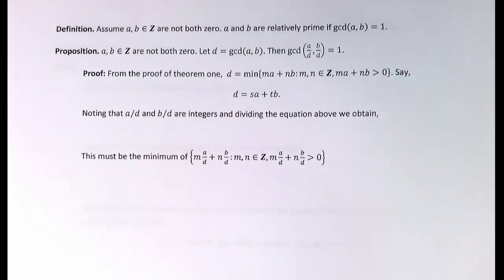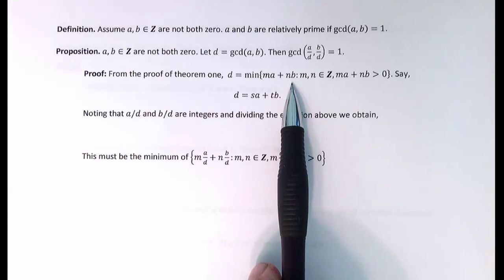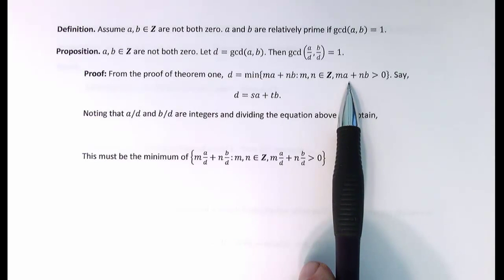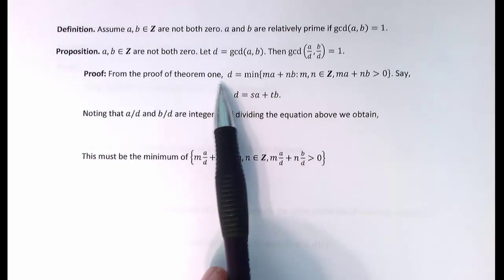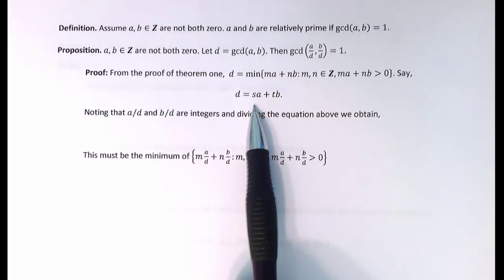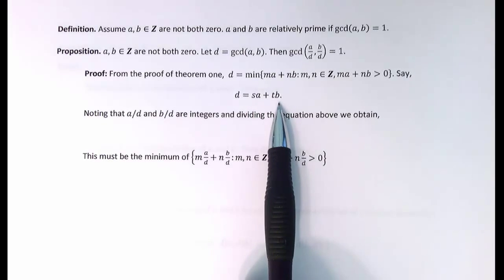We'll consider the set of linear combinations ma plus nb just as we did in that previous proof, where we want only those linear combinations that are strictly greater than 0. As in the proof of the previous theorem, we'll select the minimum of these to be d, and we know that that's the greatest common divisor. Let's say in this particular case that d turns out to be s times a plus t times b.